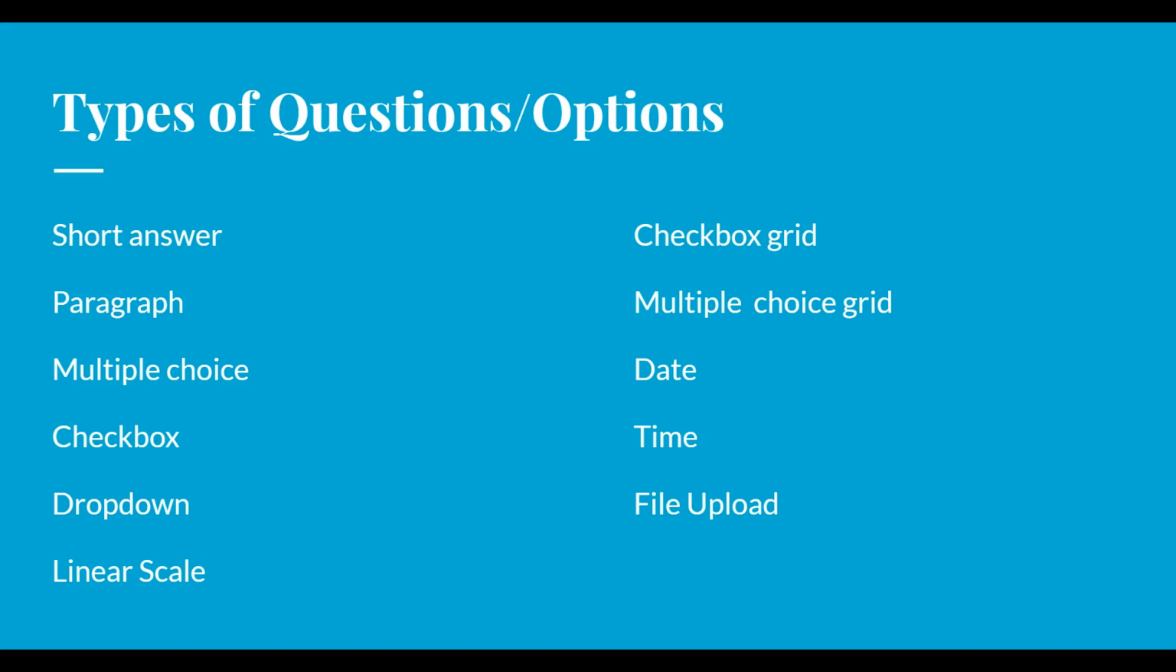You have a drop-down menu option. You have a scale type where you can scale your answers, from 0 to 1 or up to 10 for your scale. Or you can use things like disagree, agree, satisfied, sometimes satisfied. That's what you can do in a linear scale. For grid type of questions, you've got a multiple choice grid and a checkbox grid where you can choose how many columns and how many rows. You also have the ability to put in a date, a time, and to upload files.